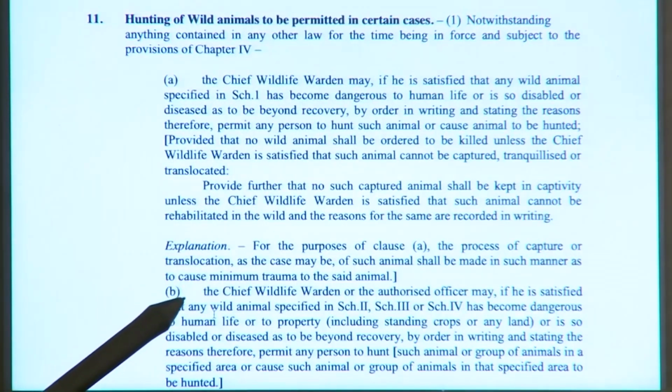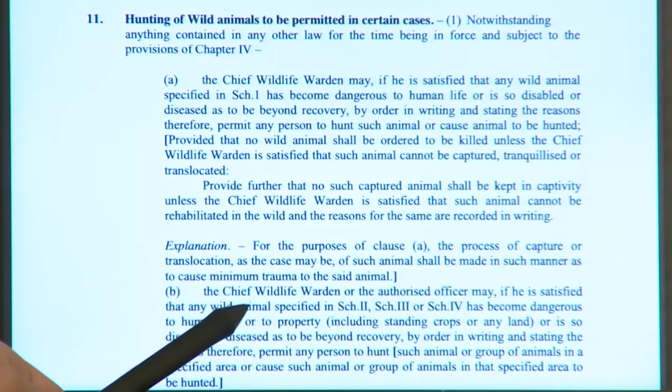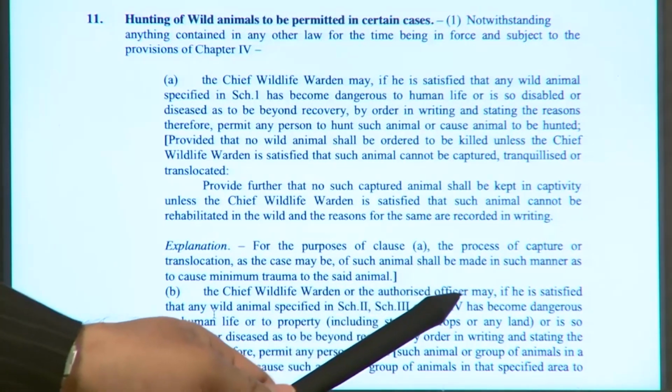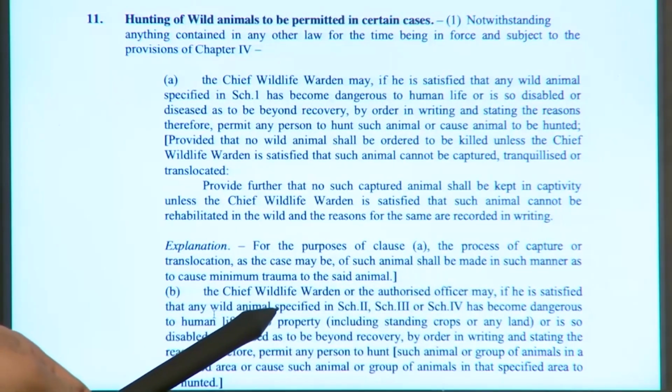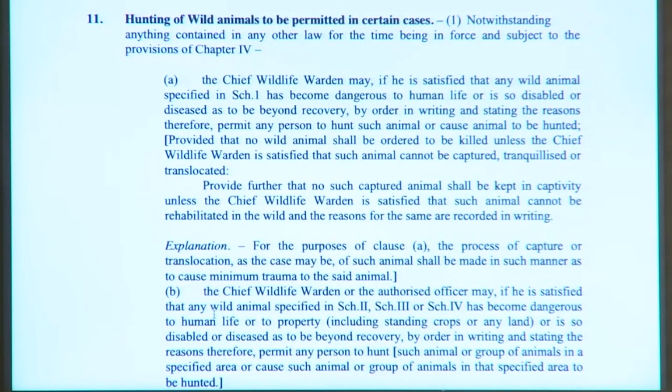Now, in the case of section 11B, the chief wildlife warden or the authorized officer may, if he is satisfied that any wild animal specified in schedules 2, 3 or 4 has become dangerous to human life or to property, including standing crops or any land, then he or she may give the permission to hunt this animal. So, it is very important to keep in mind that when you are dealing with an animal, whether it is a schedule 1, schedule 2, schedule 3 or schedule 4 animal, you have to look at which schedule it belongs to.